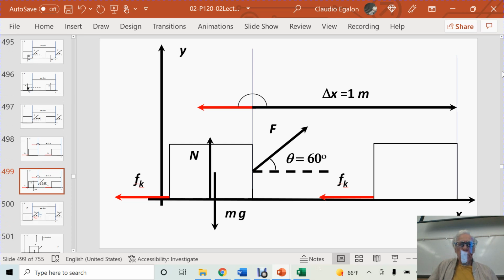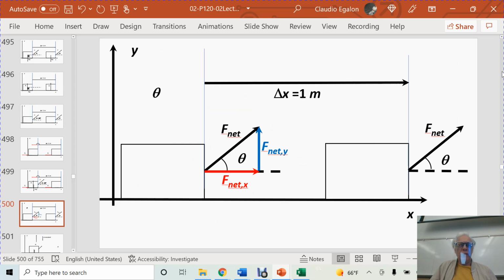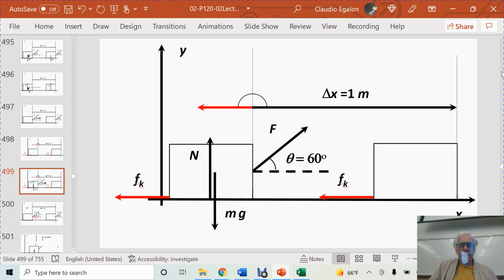Okay? So here you go. We have all those forces now being applied to this object. I can also ask you, what's the work of the net force? We can also do that. We can have the work done by this force F. We can have the work done by the weight. I can ask you what's the work done by the normal.